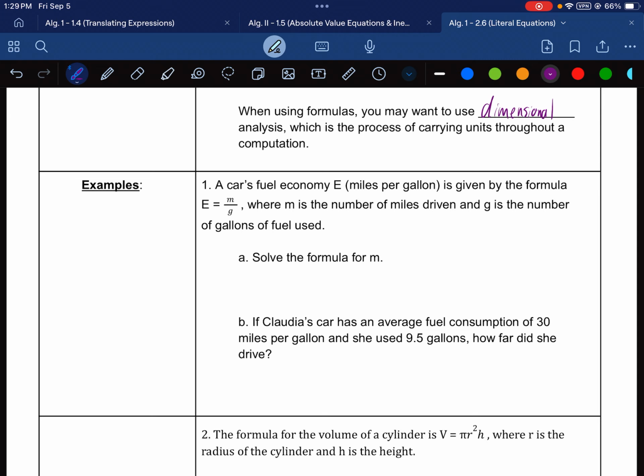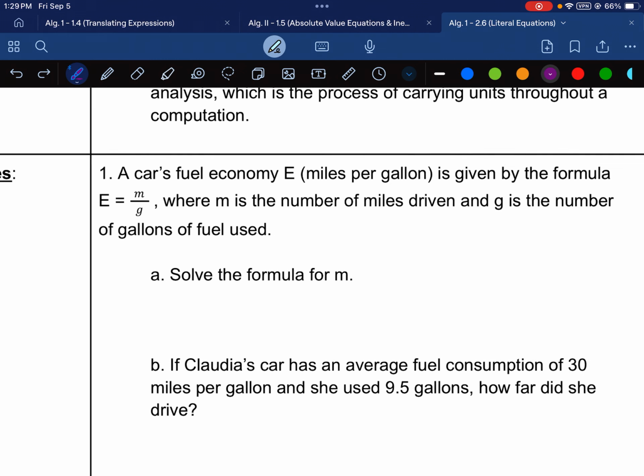A car's fuel economy E in miles per gallon is given by the formula E equals m over g, where m is the number of miles driven and g is the number of gallons of fuel used. So we're supposed to solve this formula for m. So we have this formula, and we're supposed to solve it for m.